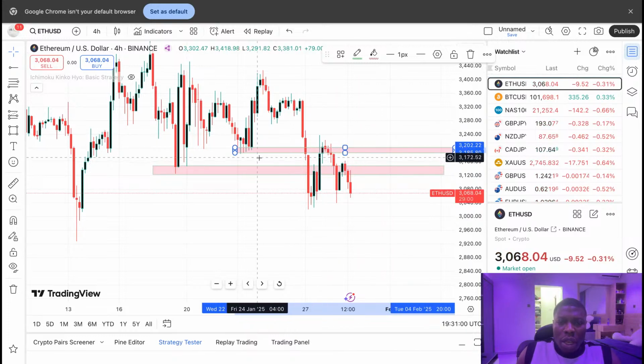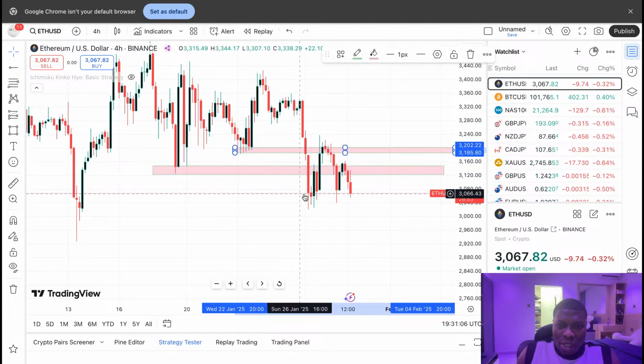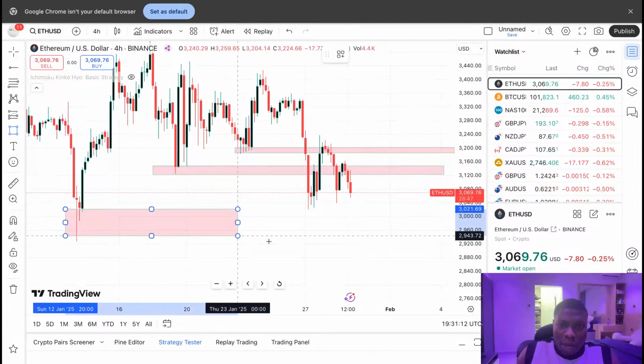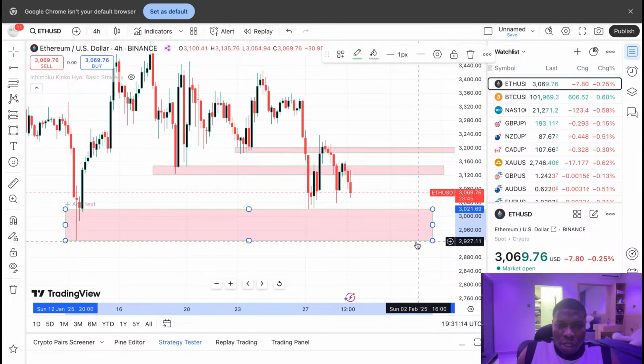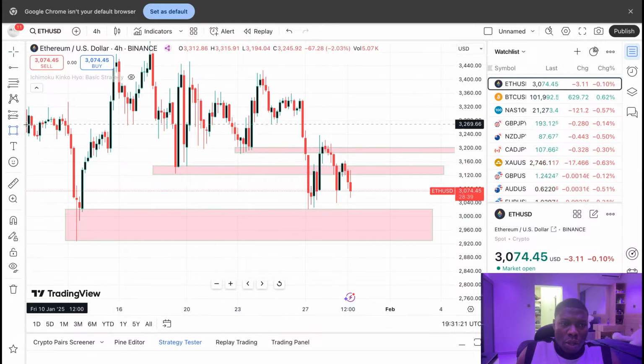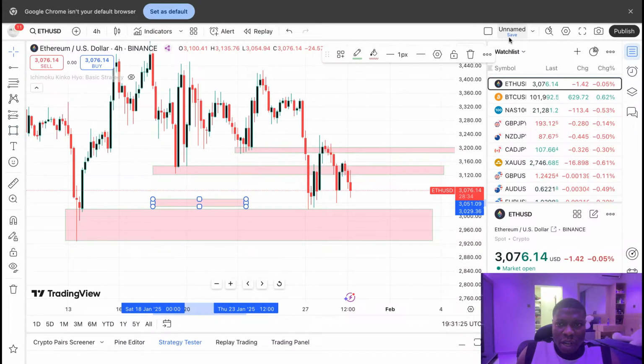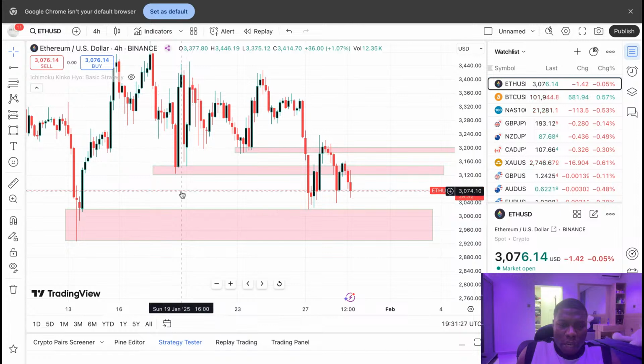So now Ethereum went back to retest this zone here, and it's also retesting this zone. When this zone is completely retested, you don't have any other option, the market is going to go down to this place. And again, I would say if a market is coming to support or resistance, just like this support area is very wide, this support area is very wide.